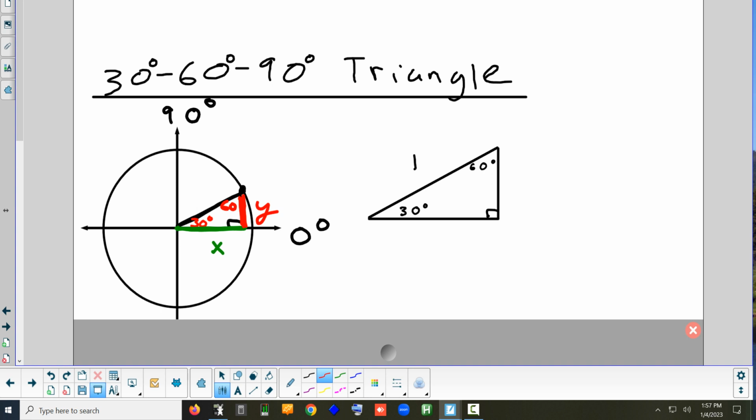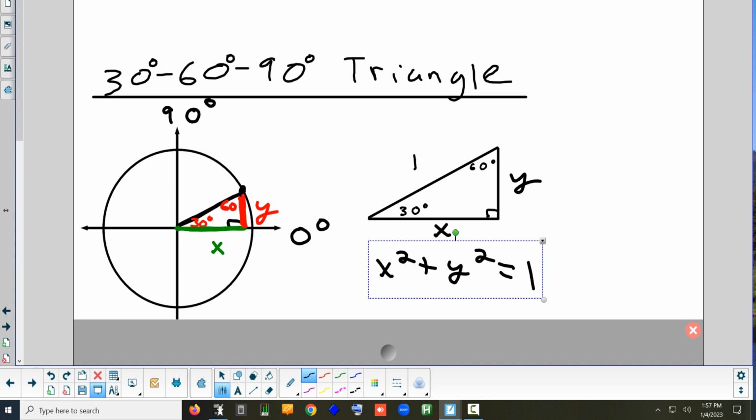Now, I said all the angles are different. So what does that mean about the sides? They're all different. So what you can't do is this. Okay, just watch this part because you can't do this. If you call this side x and you call this side y, as you try to set up Pythagorean theorem, you're going to have this: x squared plus y squared equals 1. What's the problem with that?